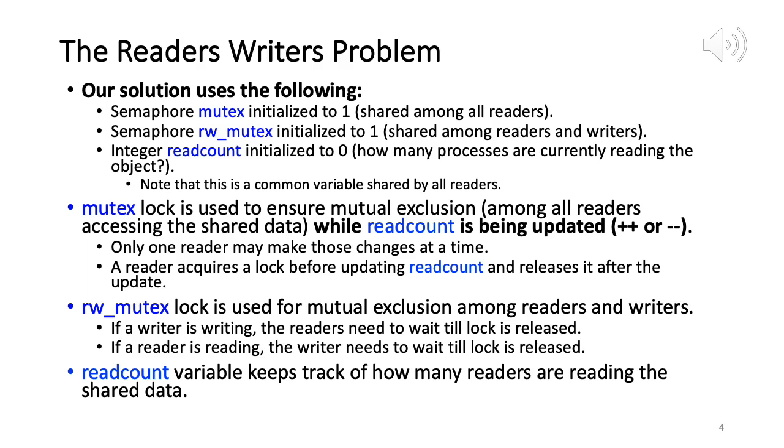And your read count is initialized to 0; it says how many processes are currently reading the object. So it is a common variable shared among all readers. So we have two locks: mutex, shared among all readers, used when making a change to the shared variable read count. And then we have rw_mutex, shared among all readers and writers, and this will be acquired when the actual read and write operation is being performed.